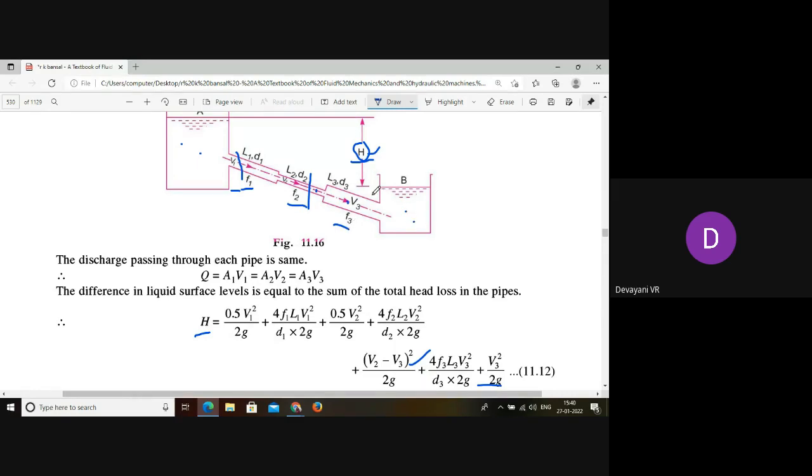And finally the water exits the pipe and enters into the tank, and here we face some loss due to the exit. So at the exit the loss is V3 square by 2g, where the velocity is V3. At the exit the loss can be calculated by using V3 square by 2g.